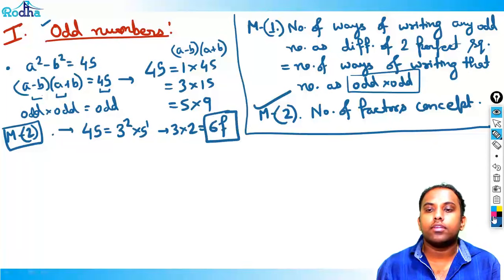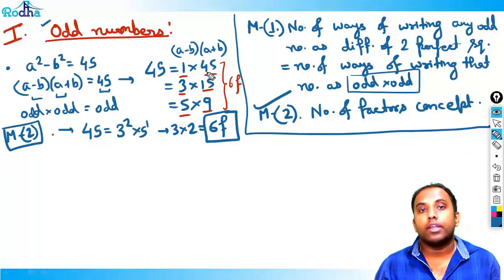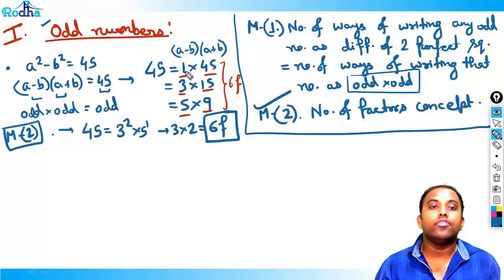What are those 6 factors? Those 6 factors are 1, 3, 5, 9, 15 and 45. These are the 6 factors of 45. Now, we should never assume that there is only one way of writing 1 into 45. The other way could also be true.